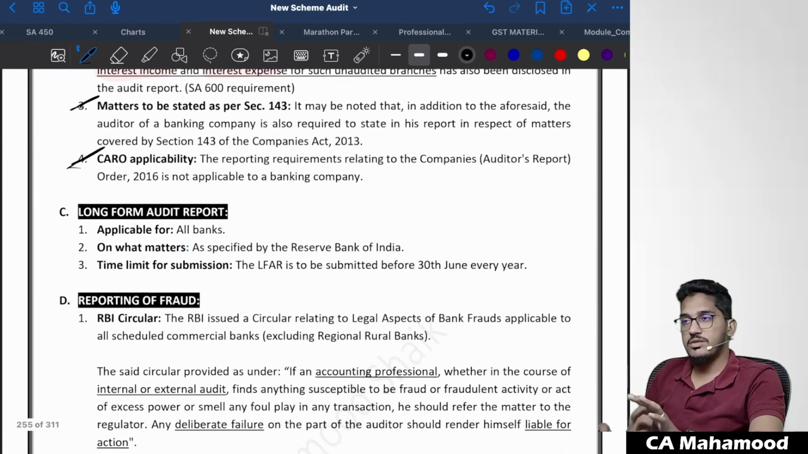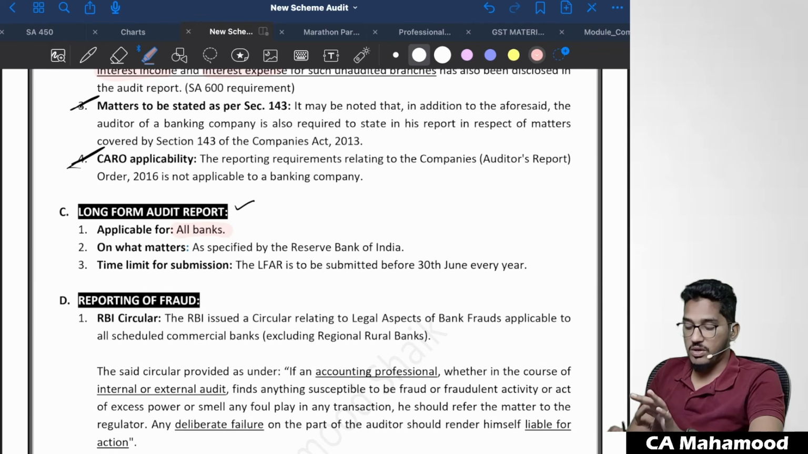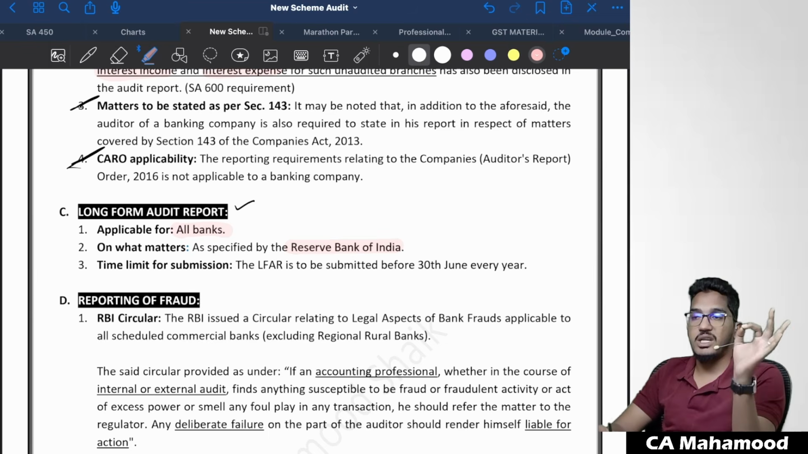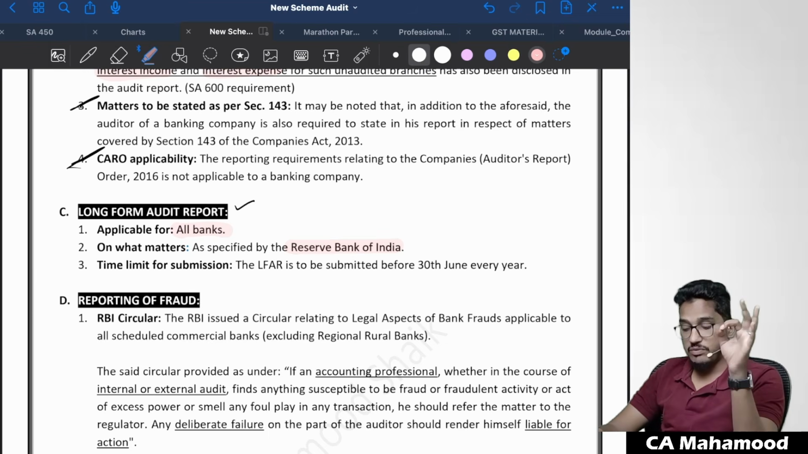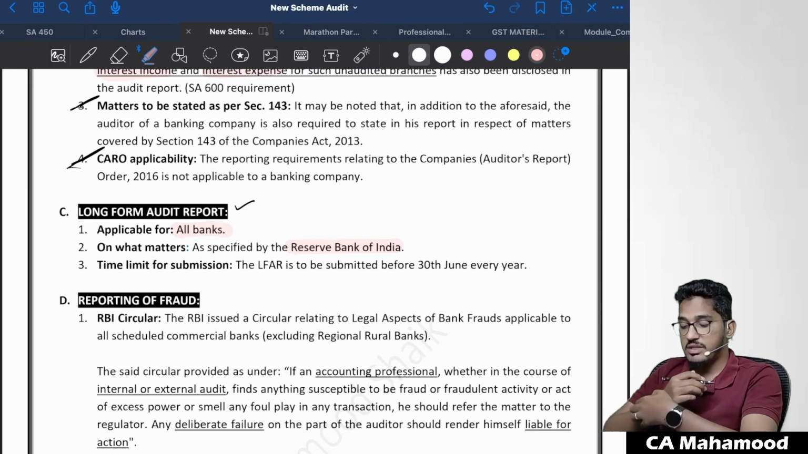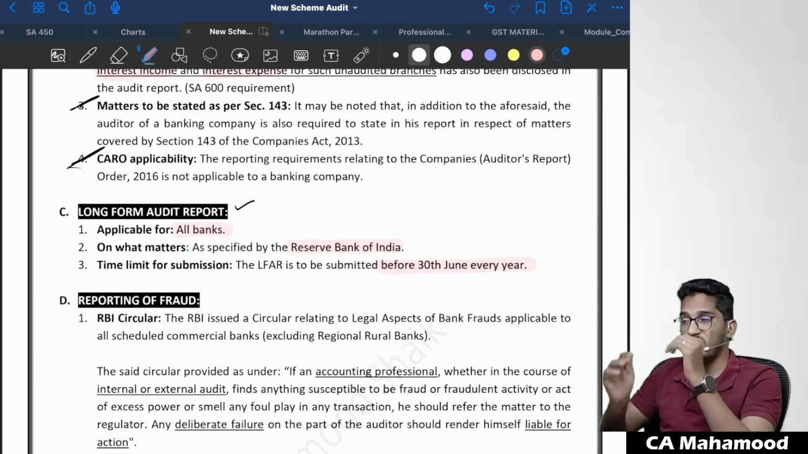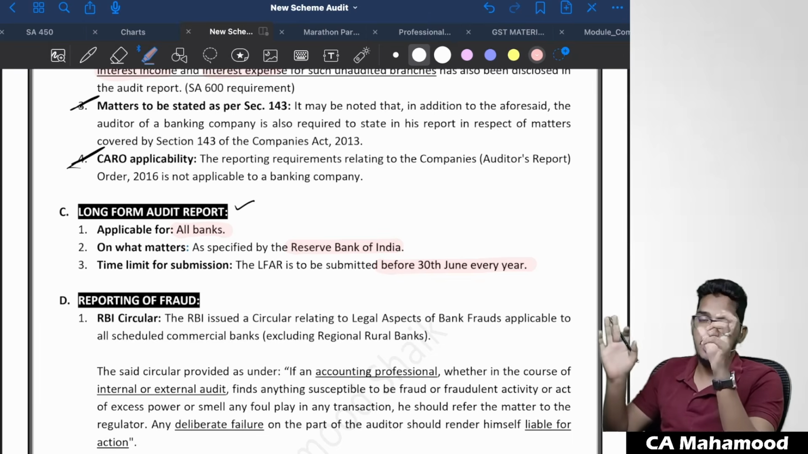In addition to all this, the auditors of banks are required to submit one more report which we call LFAR, the long form audit report. This is required to be given in the case of all bank audits. And which matters, sir? Those matters are already prescribed by RBI. What things are required to be included in the LFAR is already prescribed by RBI. So you have to report on those matters, and there is even a timeline for submitting that LFAR. The LFAR is required to be submitted before 30th of June every year. There is a timeline also.